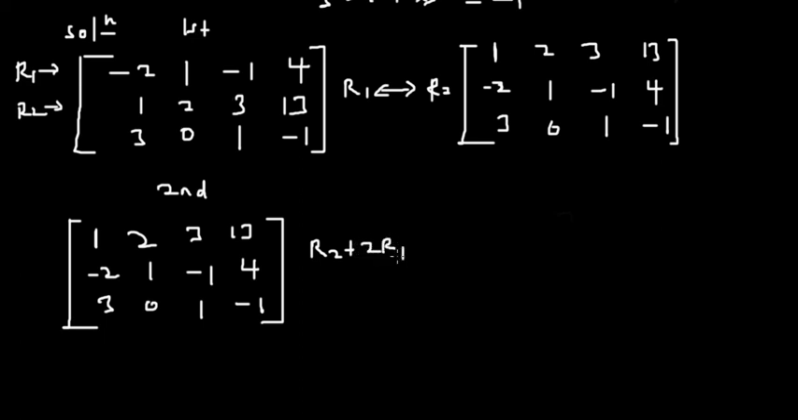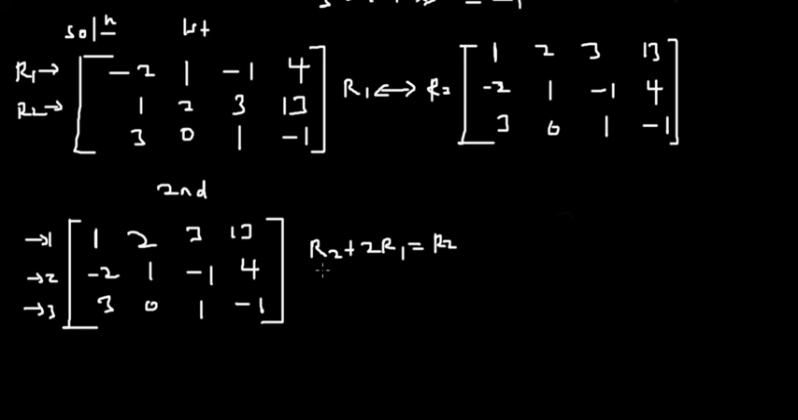2R1. When you multiply this row 1, this row 2, this row 3. Once we add row 2, since we want to make this value 0, we could add the whole of row 2 to 2 times the whole row of row 1. So we are concentrating on row 2. So row 2 is equal to row 2 plus 2 times R1.